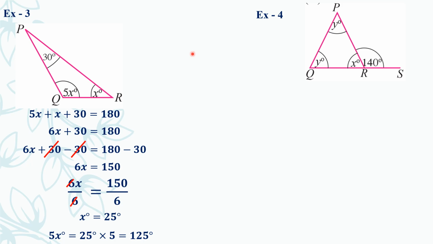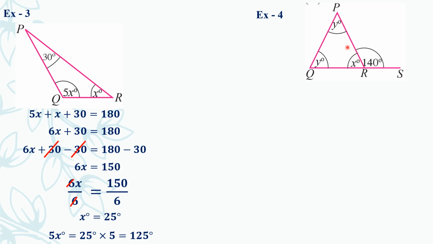And the third example is, again you have to find the value of x and y. In here you have to find two angles. You can see there are two unknown terms. So how can we start this? First you can check the triangle. What are the angles in this triangle? What are the interior angles of this triangle?